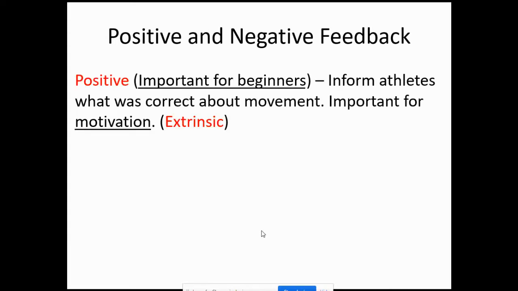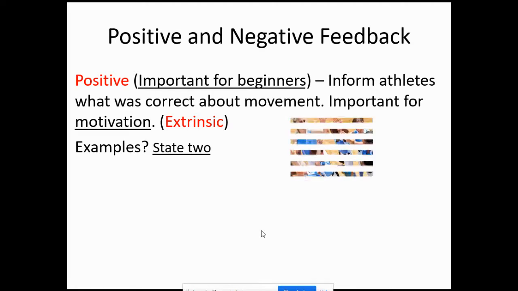Positive, really important for beginners. It informs athletes what was correct about their movement. It's important for motivation, okay? Really important for motivation. This is extrinsic feedback. It comes from outside of the performer, okay? Then, some examples of it. Could have a teacher, coach saying well done, okay? It could be a teammate saying well done. It could also be you seeing that you've scored a goal. That would be some positive feedback, okay?